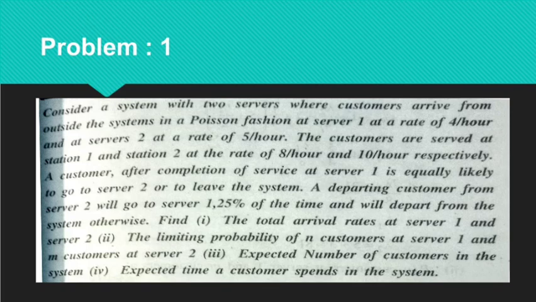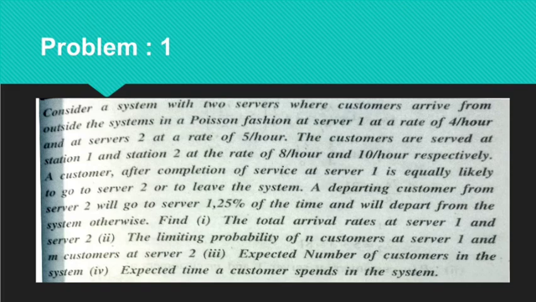So here alpha 1, that is the customers arriving from outside to server 1, is given as 4 per hour. The same way alpha 2 is given as 5 per hour. Again, the customers are served at station 1 and station 2 at the rate of 8 per hour and 10 per hour respectively. So here mu 1 is given as 8 per hour and mu 2 is given as 10 per hour.